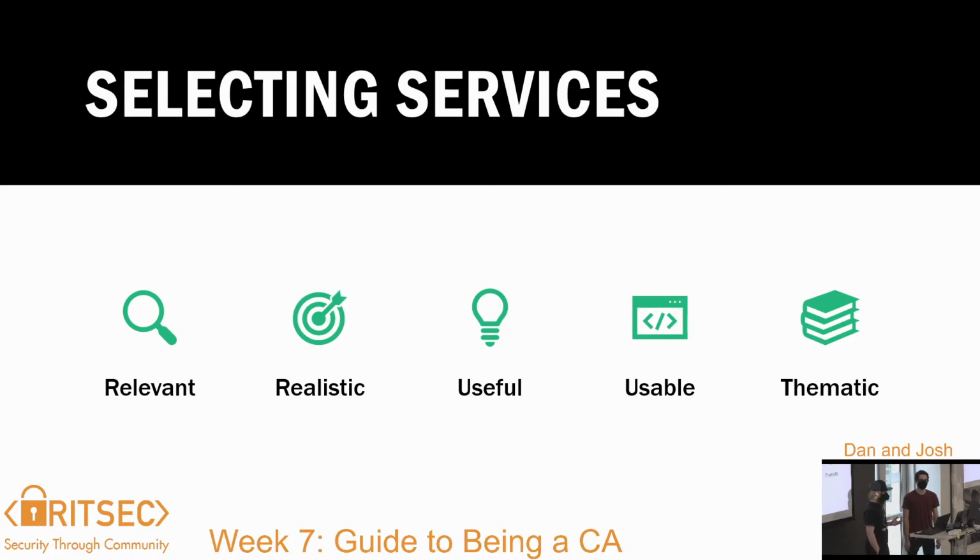Make it usable, because you manage the services. If managing them kind of sucks, it's going to be more frustrating than it needs to be for the blue team experience. Blue teaming is always frustrating, I will say that, but it will be more frustrating than it needs to be. And like Josh said, thematic. Your org in your scenario has a theme. Go with it.